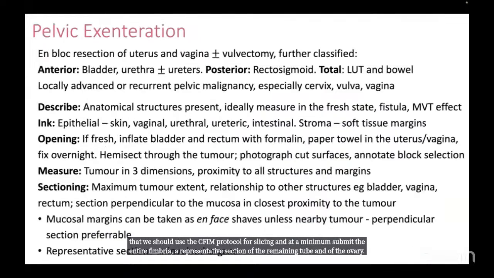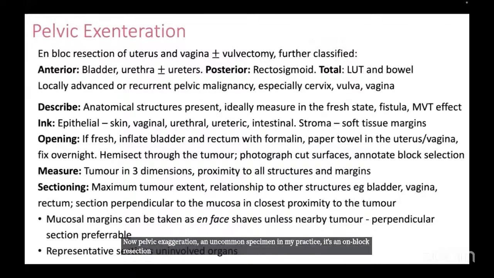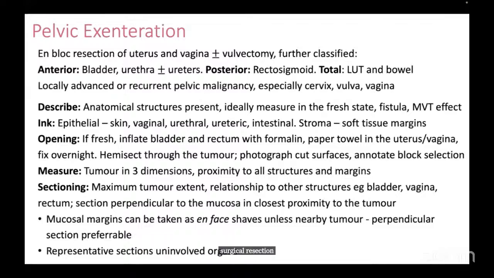Now, pelvic exenteration, an uncommon specimen in my practice. It's an en-bloc resection of the uterus and vagina with or without vulvectomy, which is further classified as anterior, posterior, or total, depending on what additional structures are attached, be they the lower urinary tract, the rectosigmoid, or both. This is an uncommon procedure which is performed in the setting of locally advanced pelvic cancers in patients amenable to extensive surgical resection, and often where conventional radiation therapy has failed to control the disease.